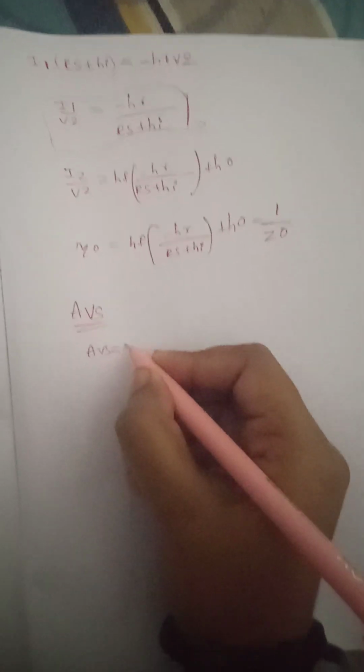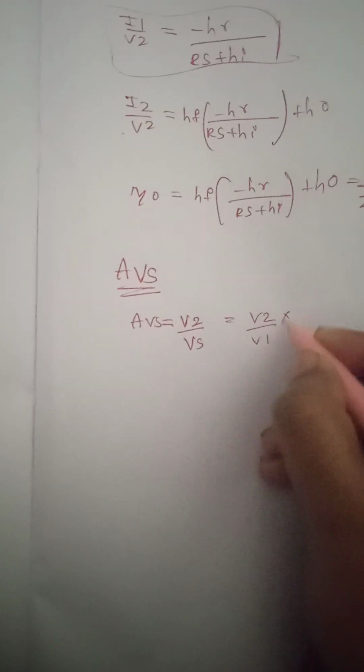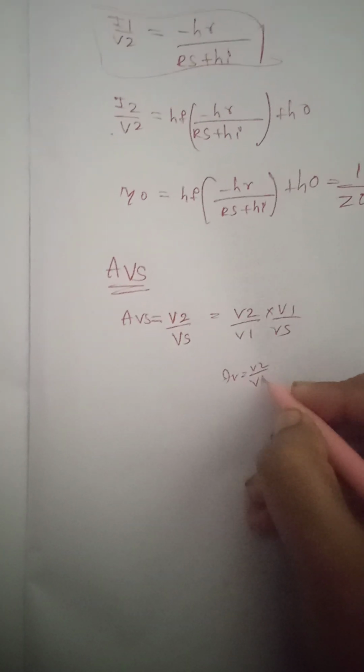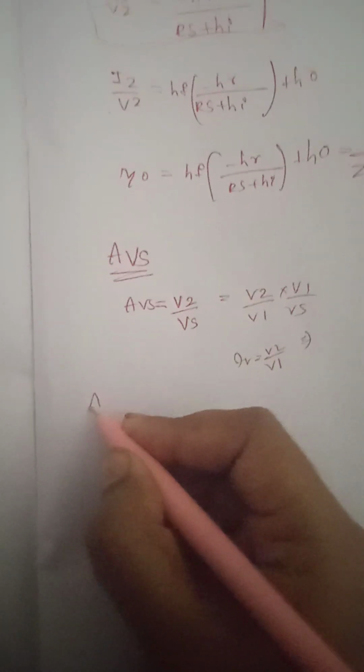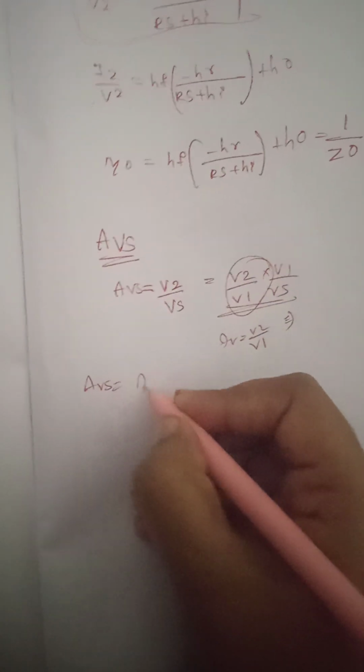Okay. Now let us discuss voltage gain with source, AVS. So AVS is equal to V2 by Vs. Now here we can write it as V2 by V1 into V1 by Vs. We know that AV is equal to V2 by V1. So AVS is equal to, in the place of V2 by V1, write AV into V1 by Vs. Take this equation aside.